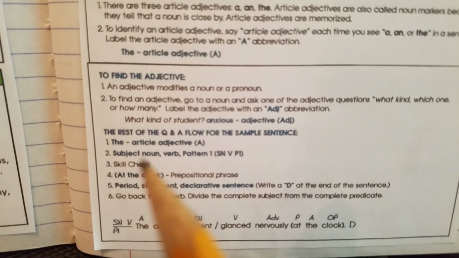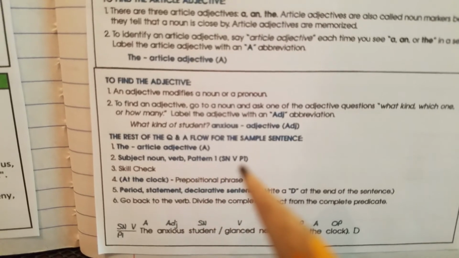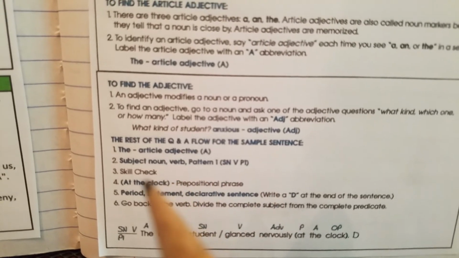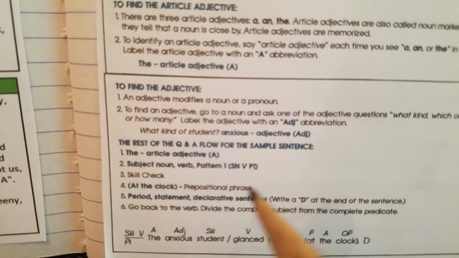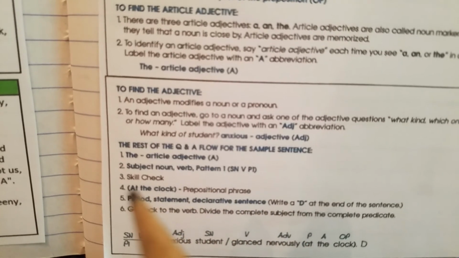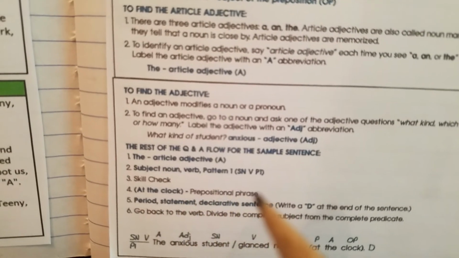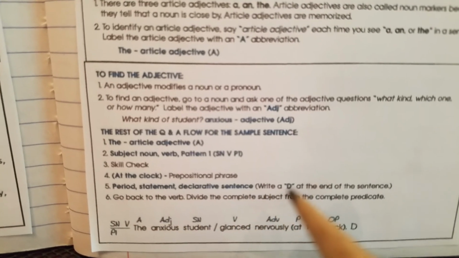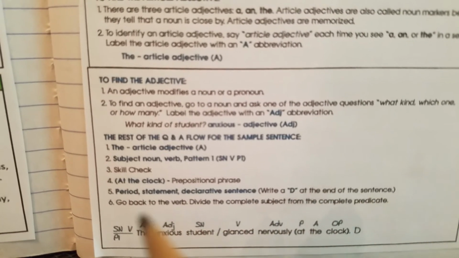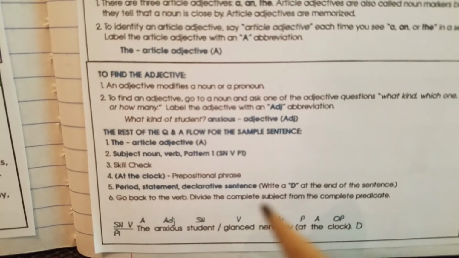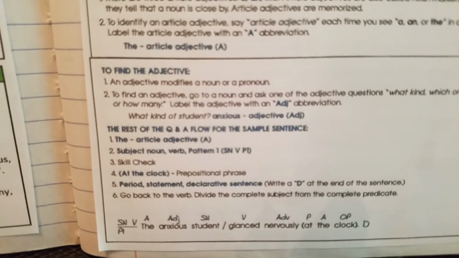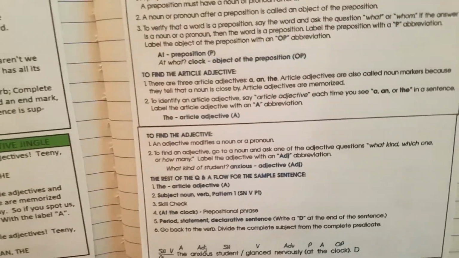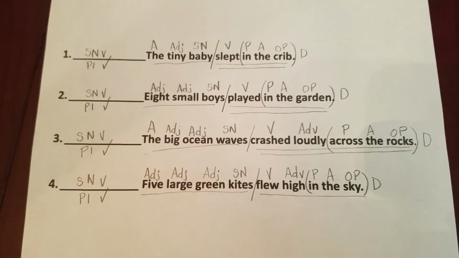Then we say subject, noun, verb, pattern 1. Check. We're checking for what? Prepositional phrase. There is 1, at the clock. Prepositional phrase. Period, statement, declarative sentence. You're going to write a D at the end of the sentence. Go back to the verb. Divide the complete subject from the complete predicate. And that is it.